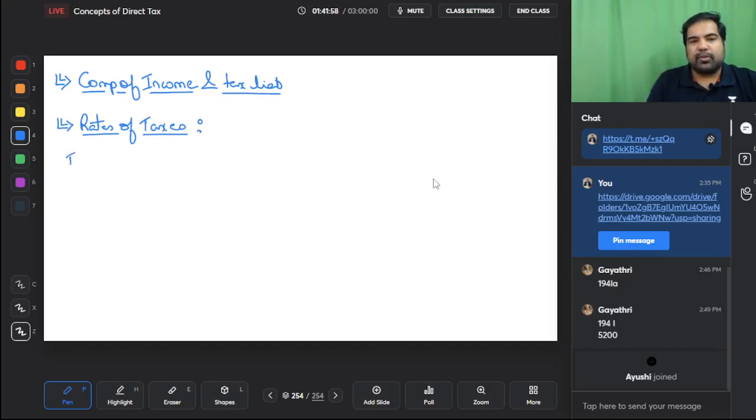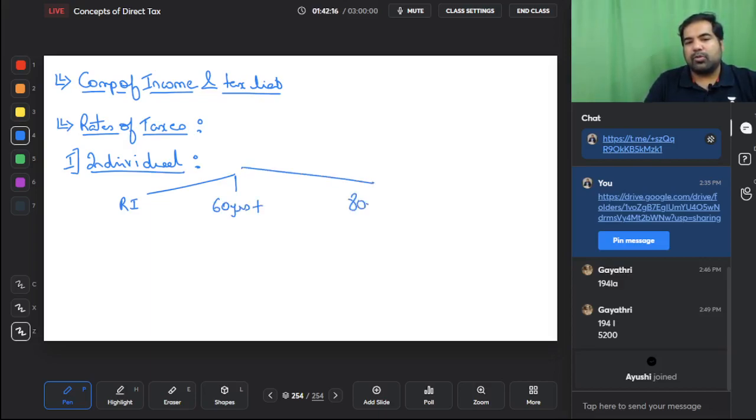First is for individual. Guys, whenever in the exam they give you an individual, this is the rate which will be used. For a resident individual, who's 60 years or more, for a resident individual who's 80 years or more. And remember, if your 60th birthday or 80th birthday falls on 1st April 2022, then you are one day before you've completed it. So in the year 21-22, you will be considered a senior citizen.